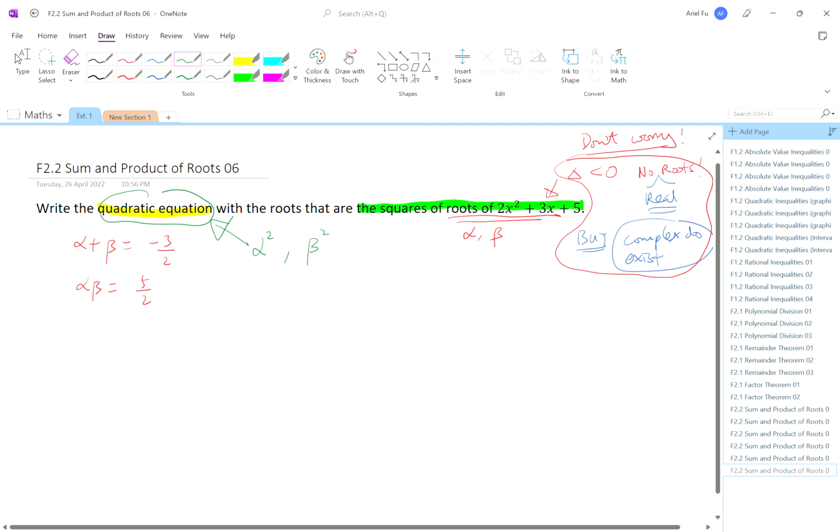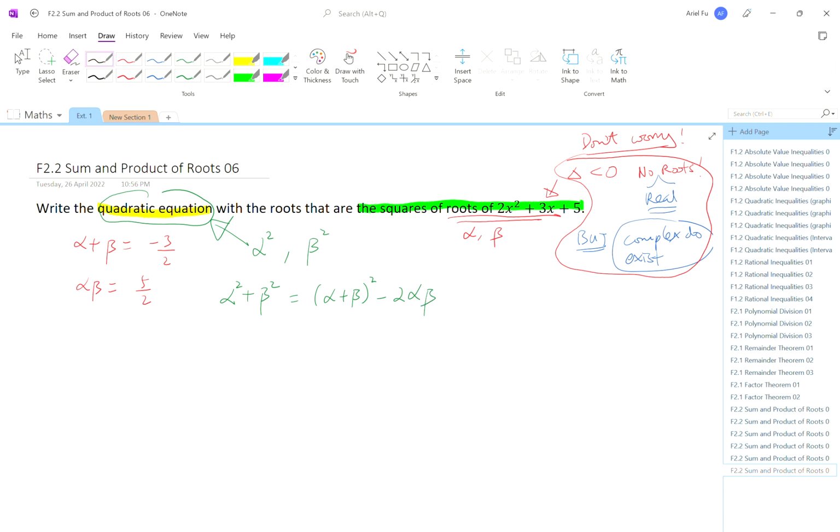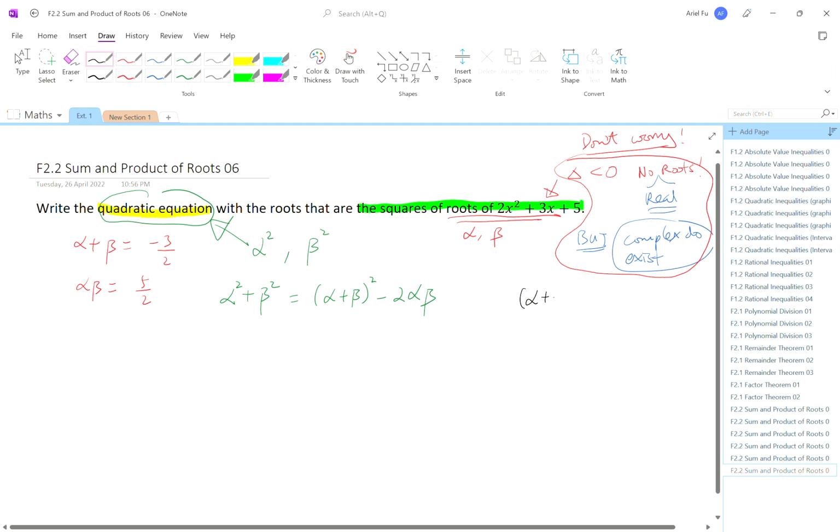So I need to use my algebra to figure out the connection between alpha squared, beta squared, and alpha plus beta. Well, I know for a fact that alpha squared plus beta squared, which is the sum of roots for the quadratic I want, is the same as alpha plus beta, the whole thing squared, minus 2 alpha beta. If you're not quite sure why this is, you can do a little exercise and expand alpha plus beta squared and see what you get. I'll leave that to you.